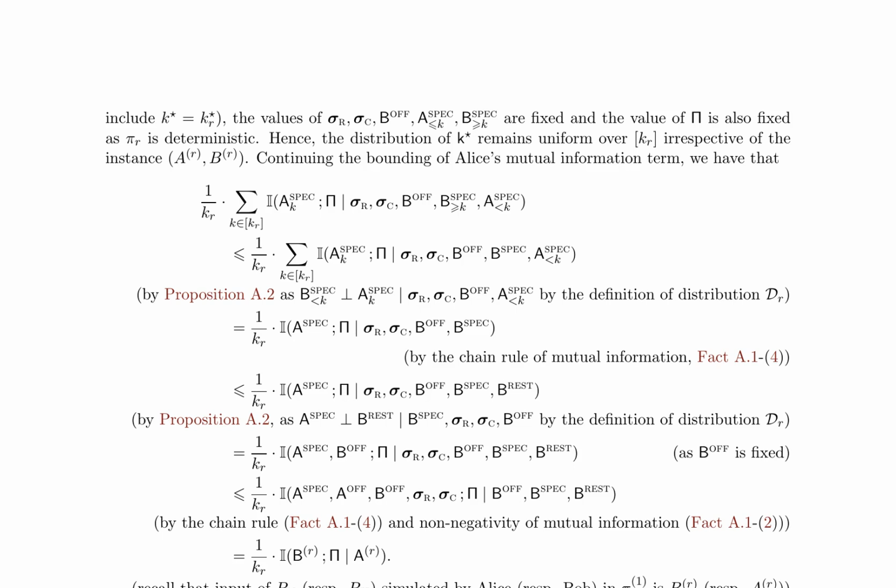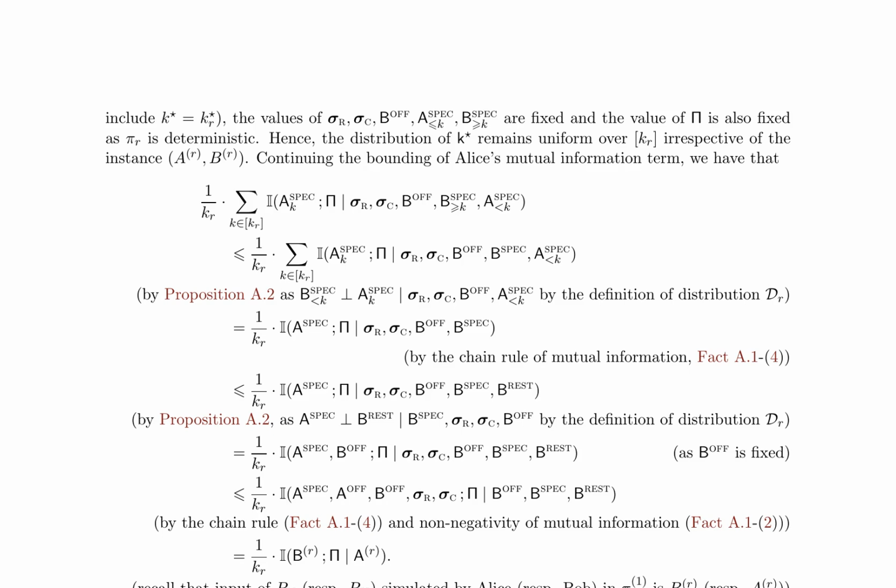Here is a combined summary of the 2 pages. The authors continue to bound the mutual information terms in the protocol pi_1^r. They first consider Alice's mutual information term, I(A_spec,k ; pi | sigma_r, sigma_c, B_OF, B_spec, k-star equals k, A_spec less than k), and show that it is upper bounded by 1/k_r times I(A_spec ; pi | sigma_r, sigma_c, B_OF, B_spec).